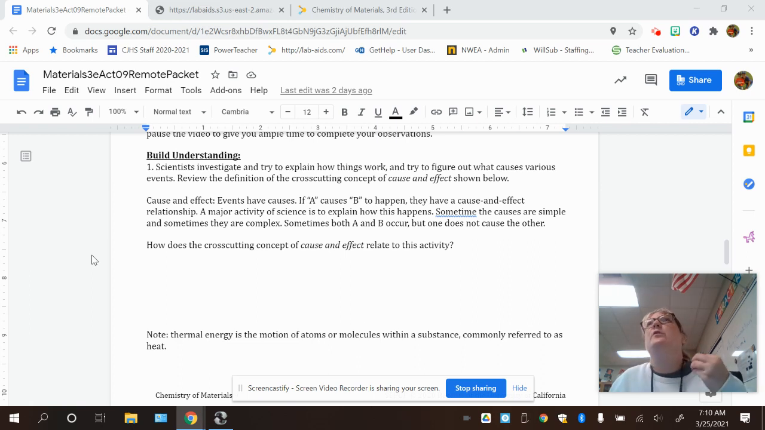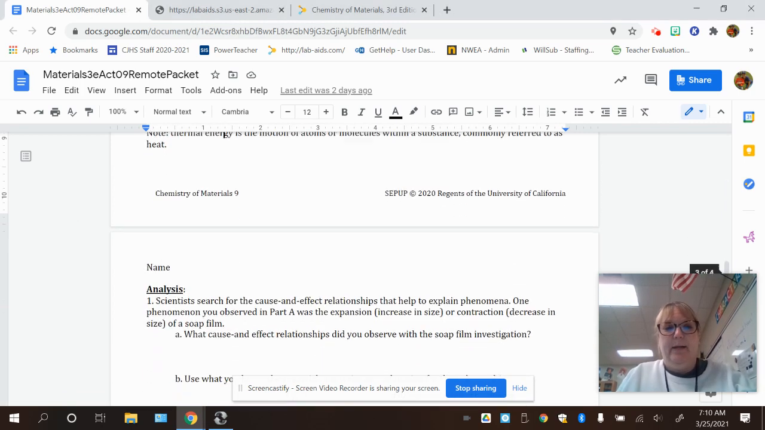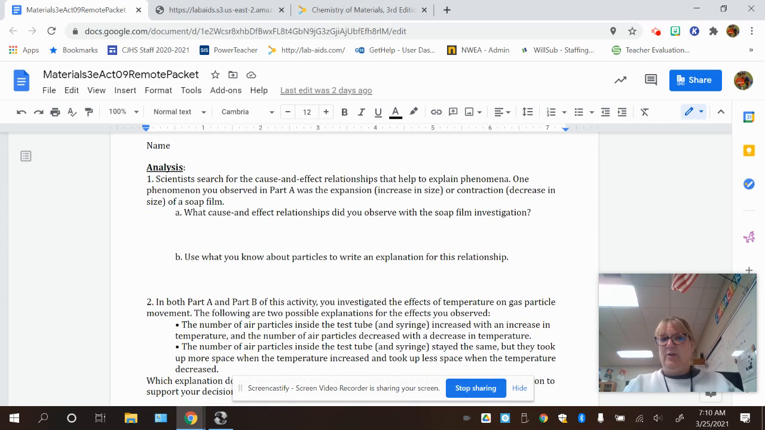What happens when you add or remove thermal energy in either part A with the test tube or part B with the syringe? When you're finished with that, you're simply going to move on to the 3 analysis questions. Please make certain that you understand that the first question is referring to part A. So part A is again with the test tube and the soap film. And there are 2 parts to that.